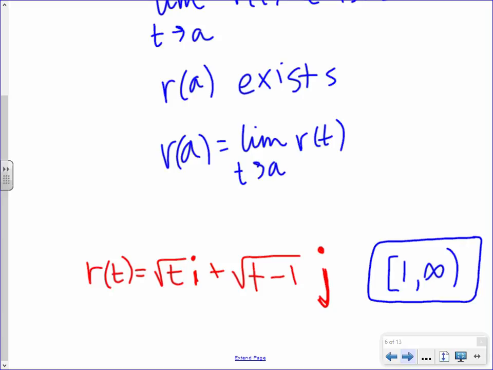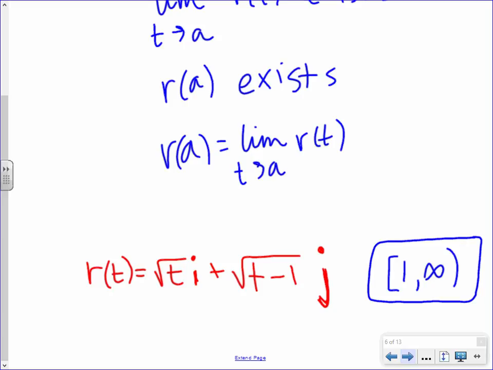Okay, so what's happening here is we would have like endpoint continuity. Does that make sense? Since the domain starts at 1 and goes to infinity, then we would be continuous at 1 because that's where our function is starting. Okay?